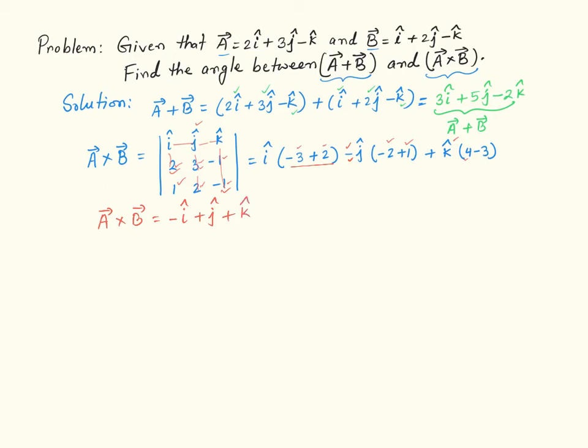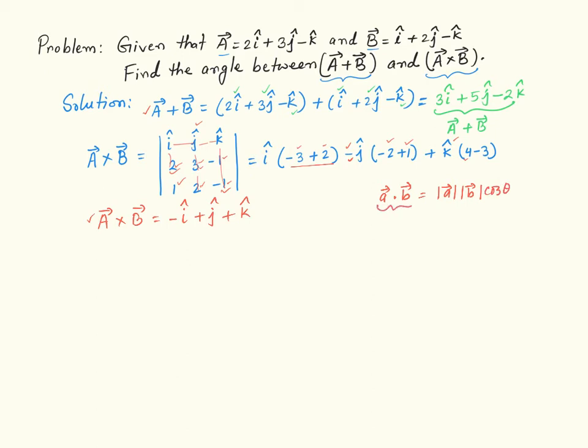Now I found A plus B and A cross B. I need to find the angle between them, and the easiest way to find the angle between them is to take a dot product of them and then see what happens, because there is a relationship with the dot product. If you have two vectors A and B, the dot product of them is going to give you the magnitude of A times the magnitude of B times cosine of theta, the angle between them.